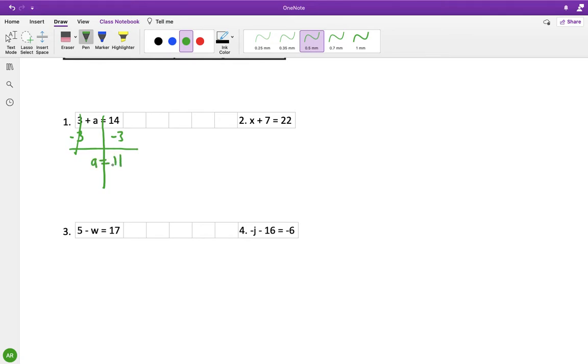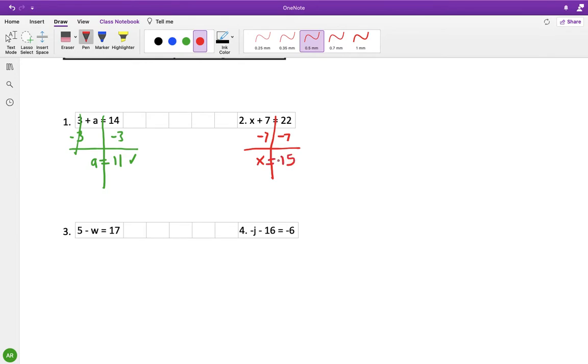Now I can check that by plugging that 11 back in. 3 plus 11 equals 14. This works perfectly fine. All right, let's do another one. Here's another one-step addition problem. I'm going to ask myself, what is happening to the variable? In this case, I'm adding 7 to it. The opposite of adding 7 is subtracting 7, so I'm going to subtract 7 from both sides. In this case, x equals 15.